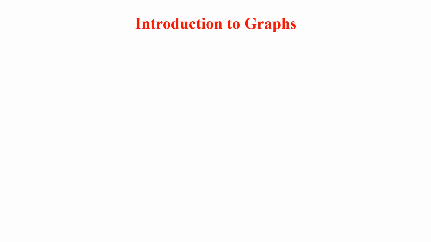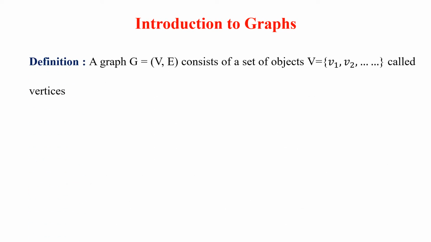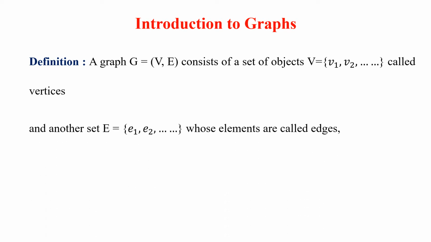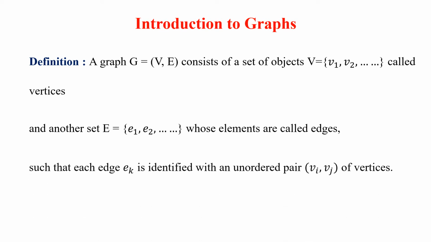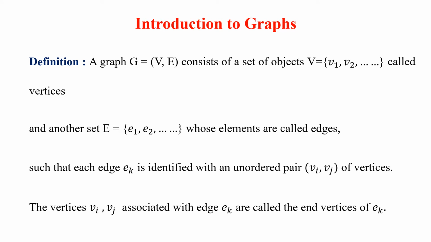Definition: a graph G equal to the pair (V, E) consists of a set of objects V equal to the set {V1, V2, etc.} called vertices and another set E equal to the set {E1, E2, etc.} whose elements are called edges, such that each edge Ek is identified with an unordered pair (Vi, Vj) of vertices. The vertices Vi, Vj associated with edge Ek are called the end vertices of Ek.